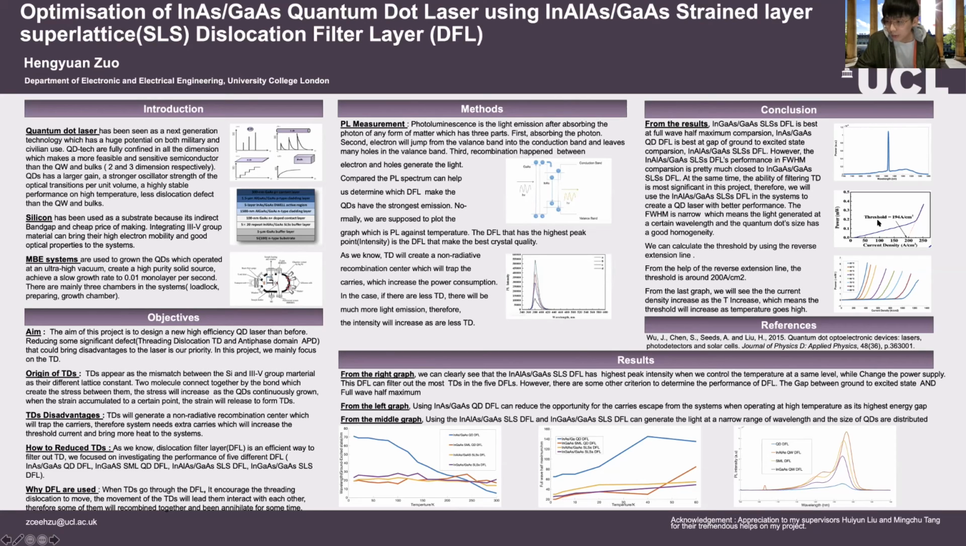And we can calculate the threshold, which is around 200, by using the reverse extension line. You can see it from the middle graph in this section. And from the last graph, we see the current density increase as the temperature increases, which means the threshold will increase as the temperature goes high.